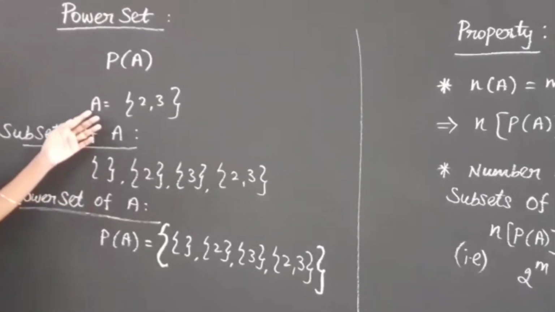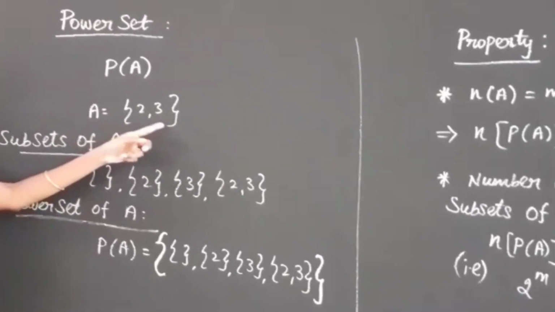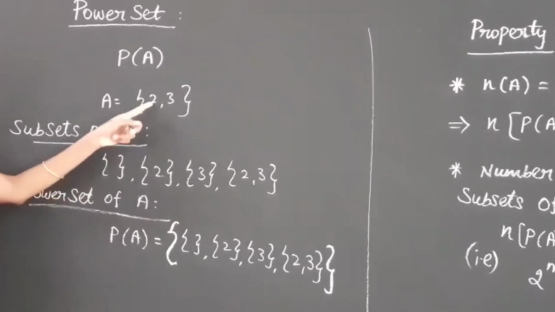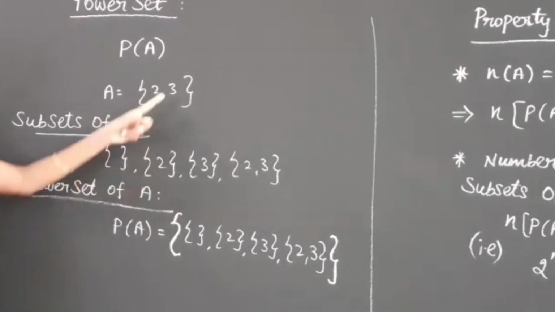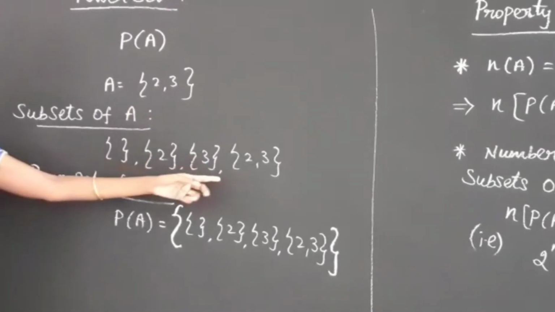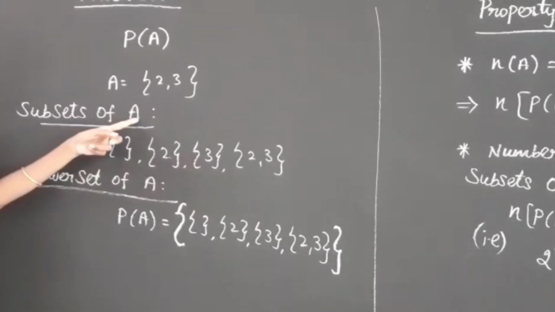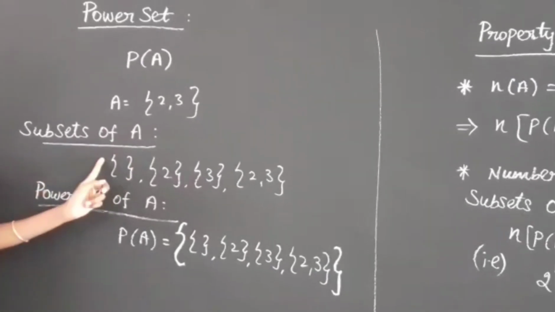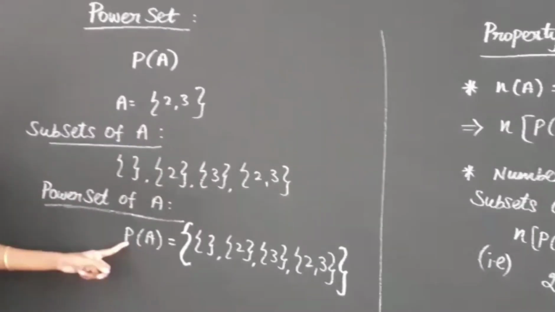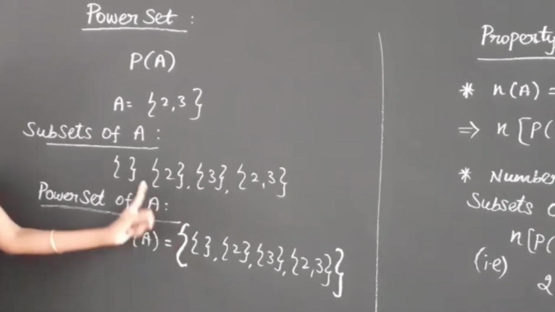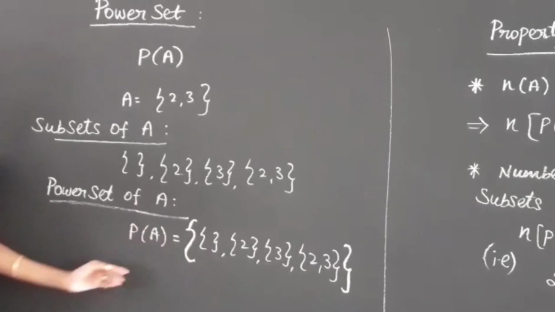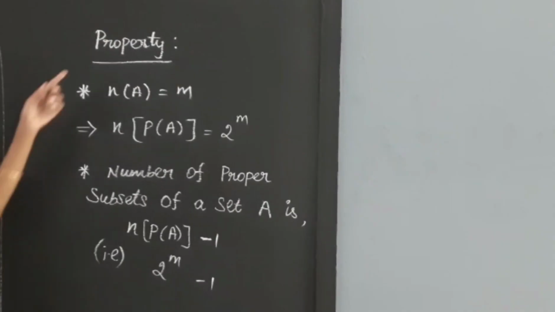Now see the example, A equal to set of 2, 3. What are the subsets of the set A? Empty set. Afterwards write the single sets 2 and 3, and after that write the set 2, 3. These are all the subsets of A. We have to write all these subsets in a set, and that is called the power set of A. That is, the set of all subsets of the set A is the power set of A. Can you understand?